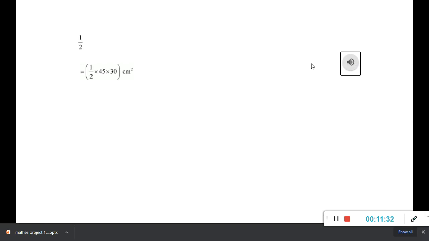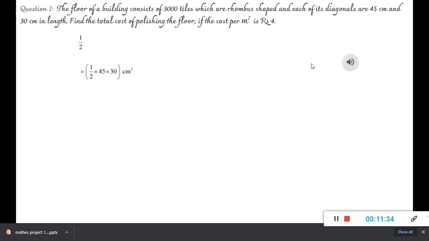Now question number 7. The floor of a building consists of 3000 tiles which are rhombus shaped and each of its diagonals are 45 centimeter and 30 centimeter in length. Find the total cost of polishing its floor if the cost per meter square is rupees 4. So here the tile is in the shape of a rhombus, right?